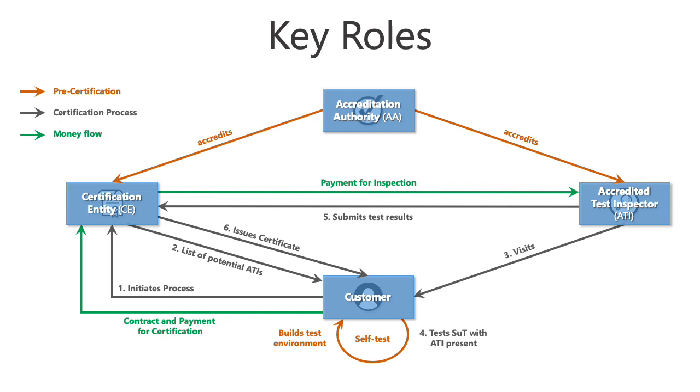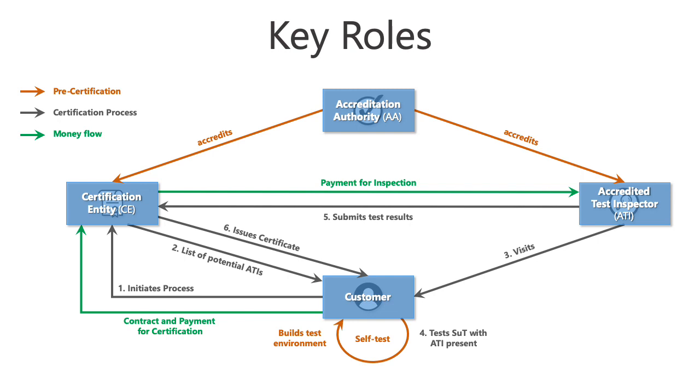The accreditation authority accredits the certification entity and the test inspectors, and not only that, they also accredit the IVCT tool and the test cases that are used for the official certification. And the lines you can see here is all that happens before the actual certification test takes place, which is the accreditation and also the customer building his or her testing environment and already executing a self-test, which we will see in much more detail in the following slides.